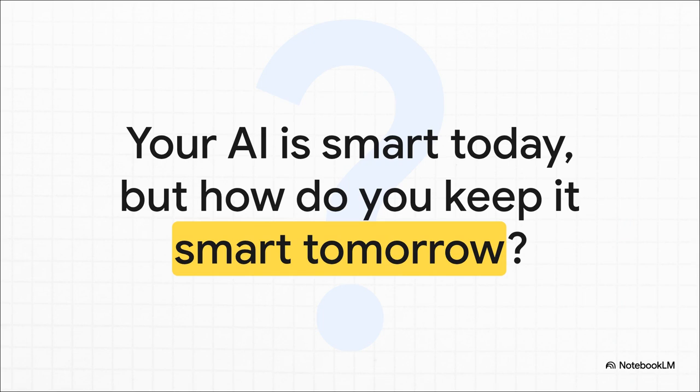You spend all this time and money building an amazing AI model. It works perfectly on day one. But what about a few months down the road, or a year? How do you stop it from getting dumber over time?